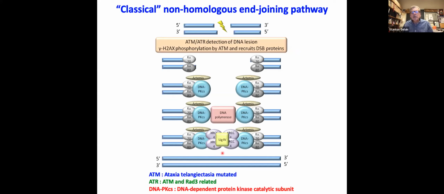And that's only available in certain parts of the cell cycle in certain cells. So other cells have to use this non-homologous end-joining pathway. It's better to have a mutation here than to have DNA that's not repaired, because the cell's going to die if the DNA is not repaired at all.